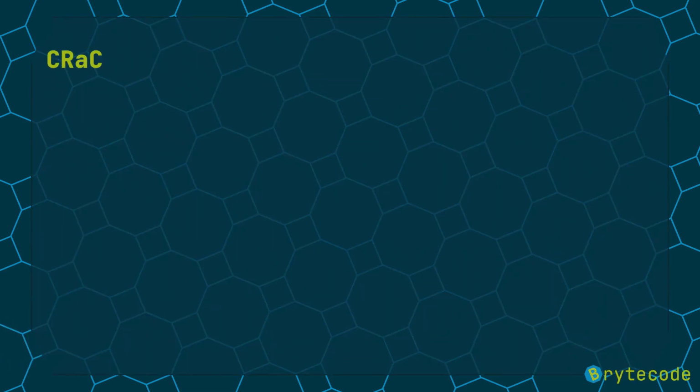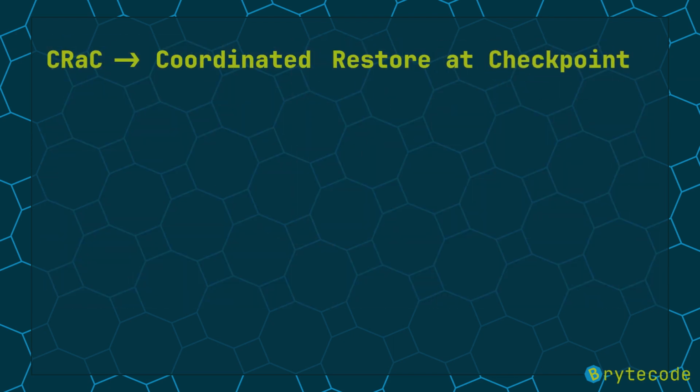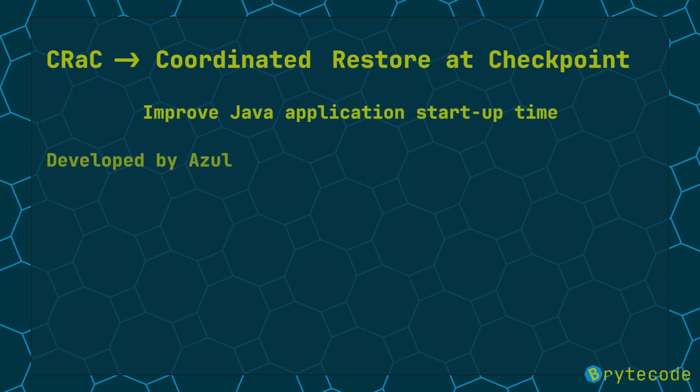Welcome to this episode about CRaC on JVM. CRaC stands for Coordinated Restore at Checkpoint. The main goal of CRaC is to reduce Java's cold start time. It was developed by Azul and was accepted as an OpenJDK project.